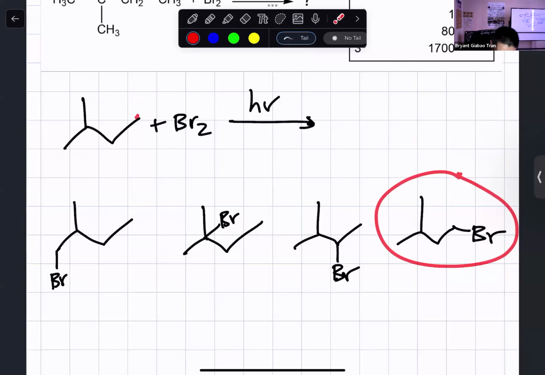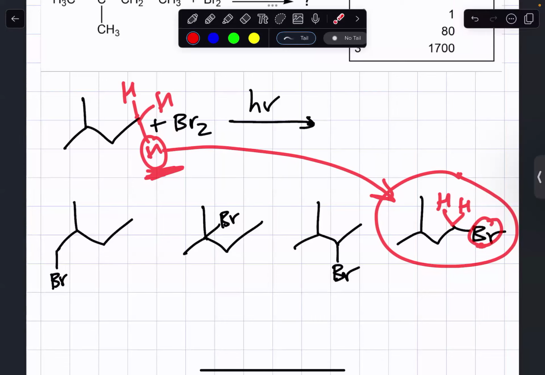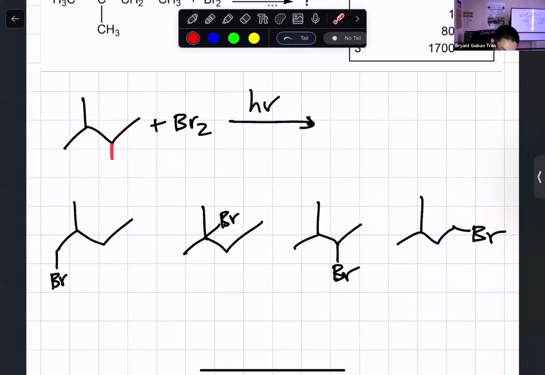Because if we look at this carbon right here, this carbon had 3 hydrogens. If we substitute one of the hydrogens with bromine, we get this, right? Because now it has 2 hydrogens and 1 bromine, where this one bromine here substituted this hydrogen right here, right? Does that make sense? Yeah. Right. We can also put a bromine here instead, right?